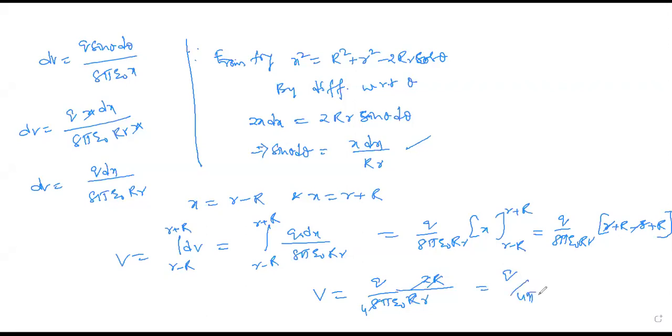Q by 4 pi epsilon naught into r. Correct? So this is the electric potential V. Here again I'm writing V is equal to Q by 4 pi epsilon naught r, and the point lies outside the charged sphere. So this is about the electric potential due to a charged spherical shell, when the point lies outside. Okay, clear?